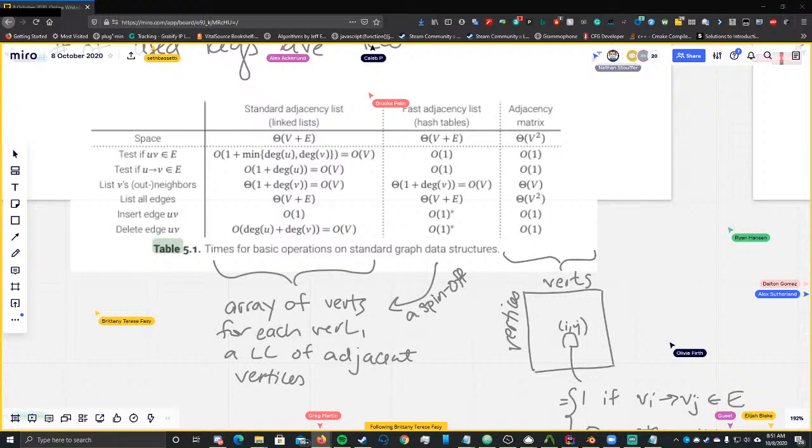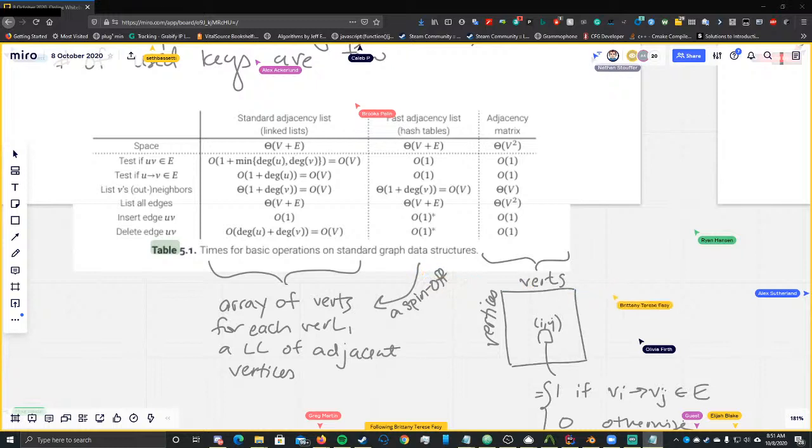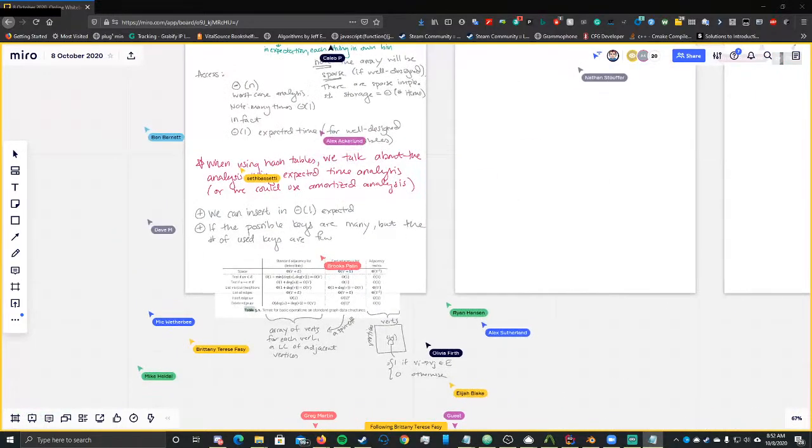So for some things, like the adjacency matrix might be more convenient. For example, there's something called eigenvalue decompositions of graphs, and that gives you certain information. So maybe you like this matrix form because it's easier to do some linear algebra with. If your graph is pretty dense, and if V plus E is about V squared, then you might as well just use the matrix, and so forth.